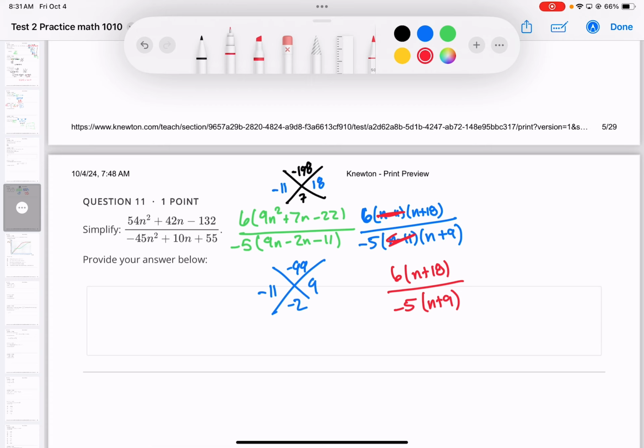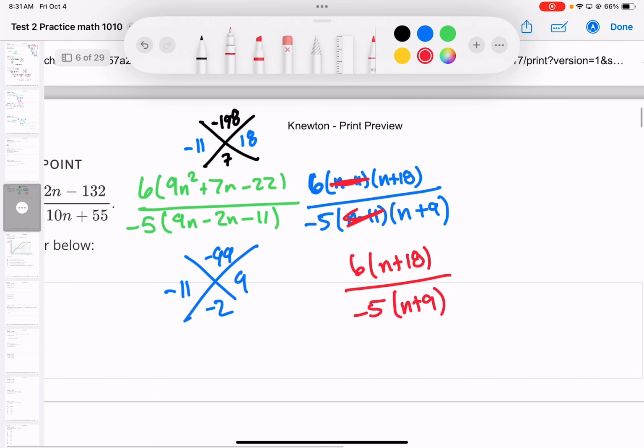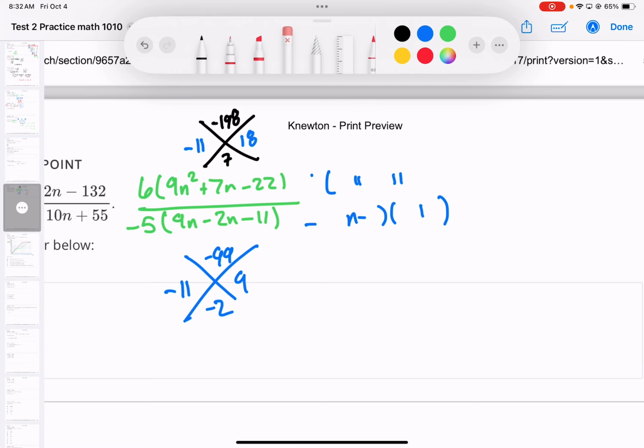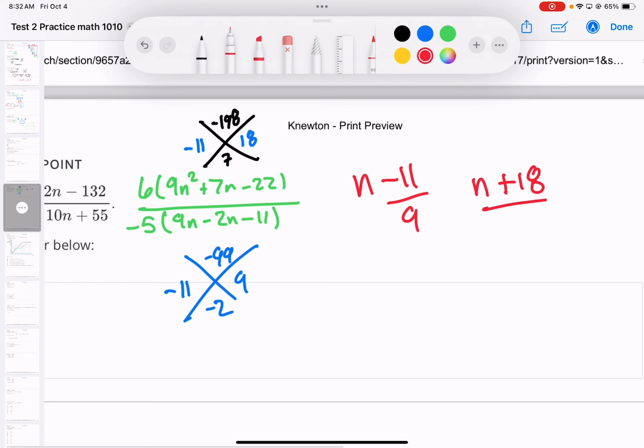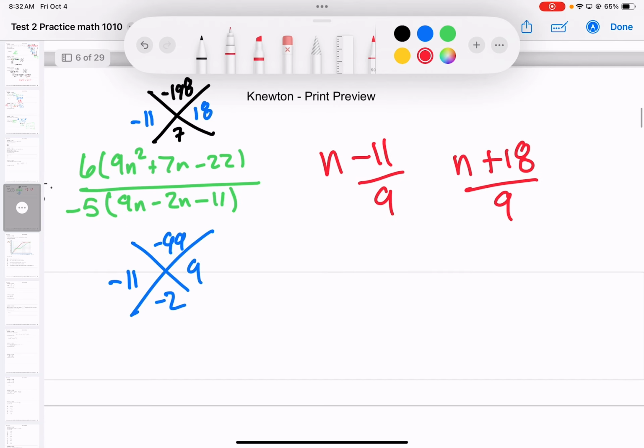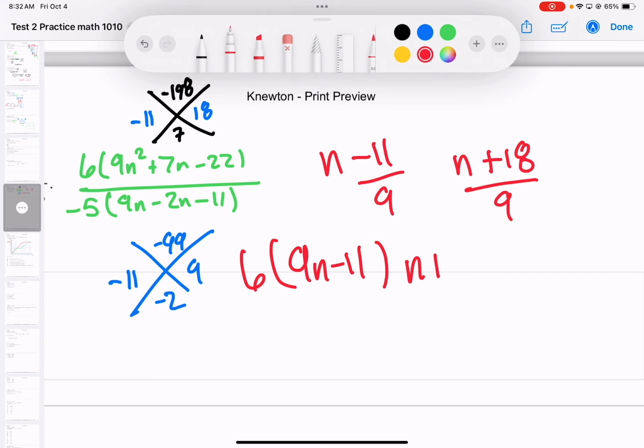I am not fully simplified. Thank you. Yeah, I do have to divide by my A value. So I was just corrected, and absolutely so. So let's try this again. So I got n minus 11, and then I got to divide by 9, n plus 18, divide by 9. So I've got 9n minus 11. That's with the 6. And then n plus 2.